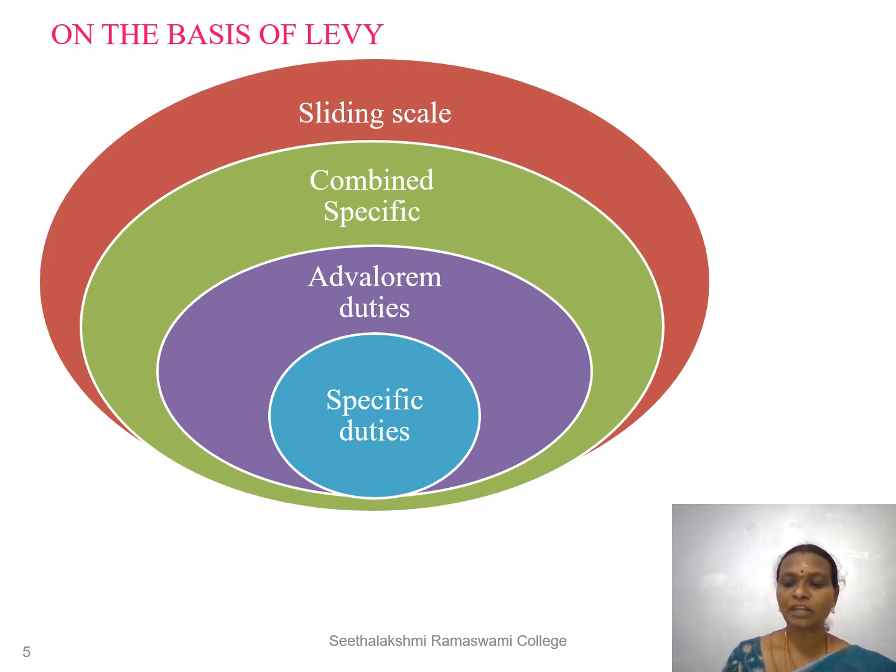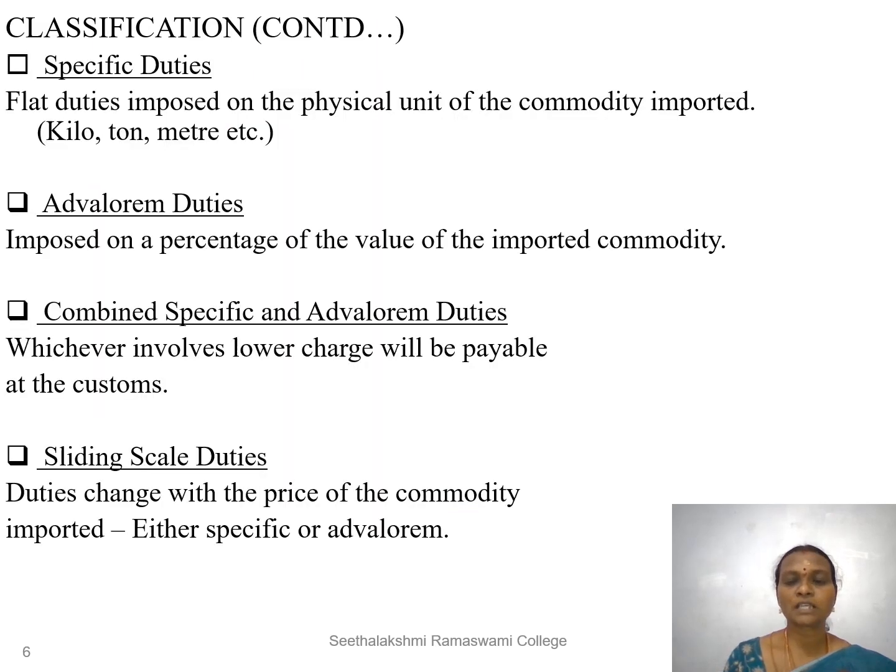First, we will see the meaning of specific duties. Specific duties are the duties levied by the government on the physical units which we are going to import from another country. Here, the government takes into account physical units like kg, tons, meter, etc. Based on this, the government imposes the tariff on what we purchase from another country.